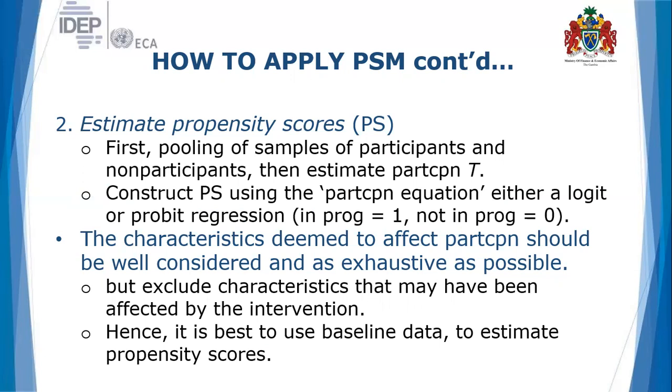The characteristics deemed to affect participation should be well considered and as exhaustive as possible, but should exclude characteristics that may have been affected by the intervention. Hence, it is best to use baseline data to estimate propensity scores. So the participation equation just looks at the probability of one participating in the program or not.